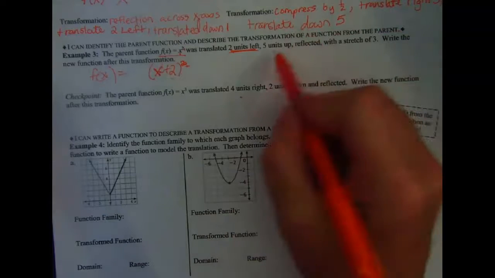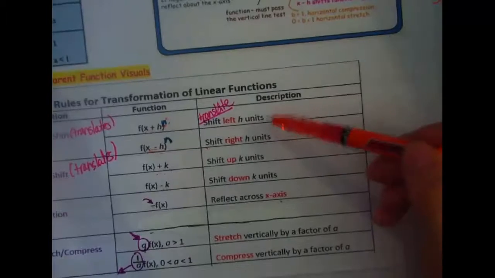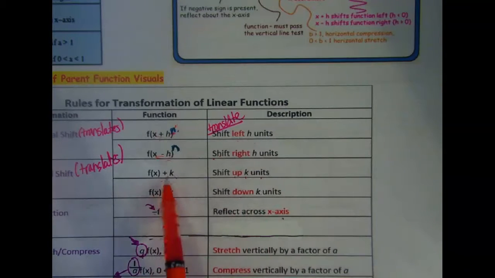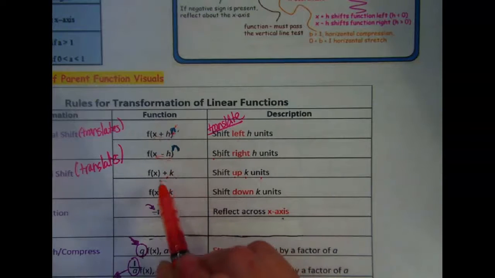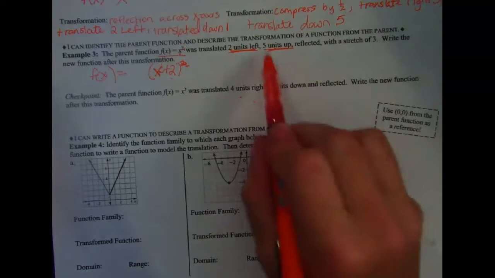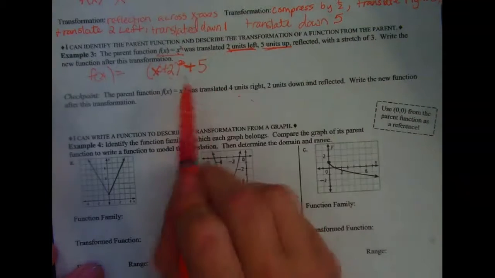So then the next part is 5 up. So let's look in the chart. Where do we see up? Shift up, k units. So it looks like we have, out on the outside all by itself, not in the parentheses, we're going to put plus whatever number it goes up. So this one says it goes up 5. So after this, I'm going to put plus 5 just out to the side.